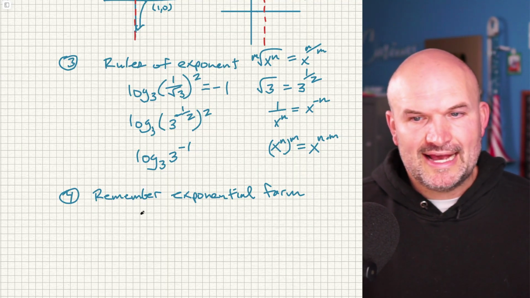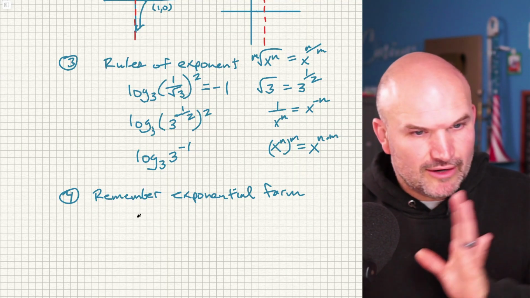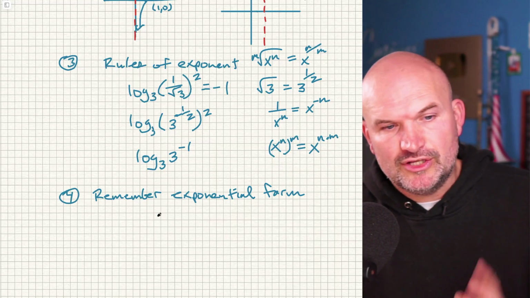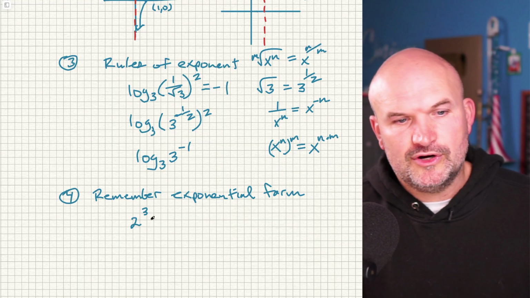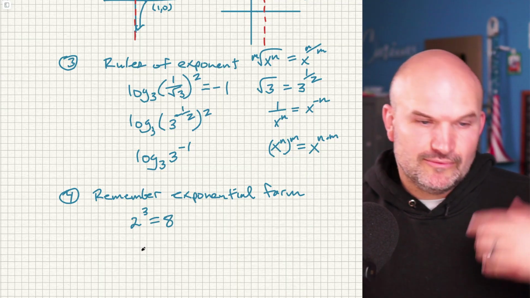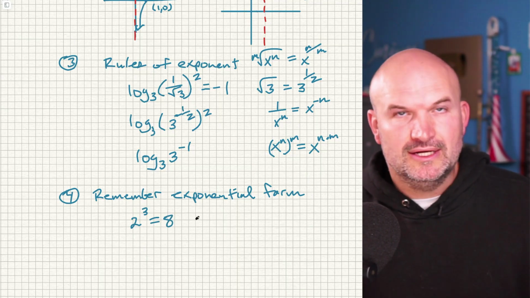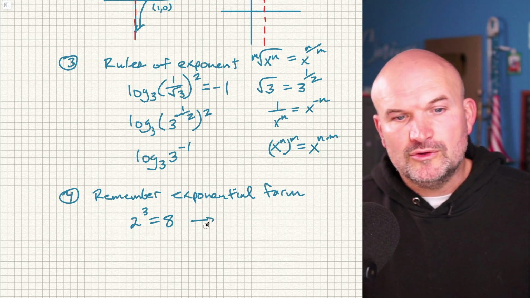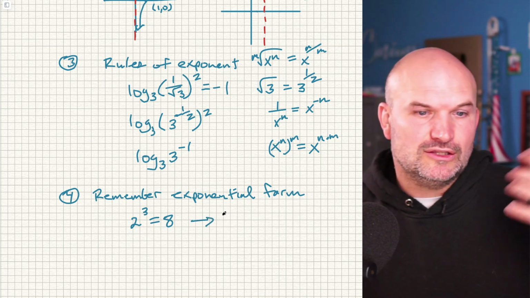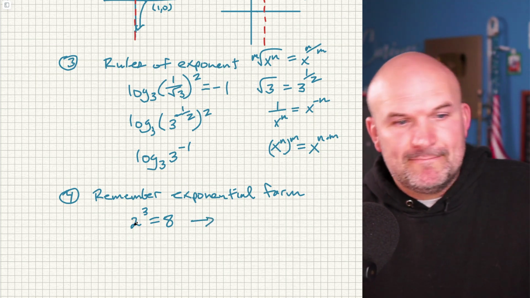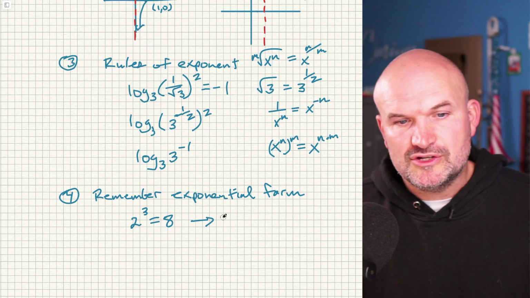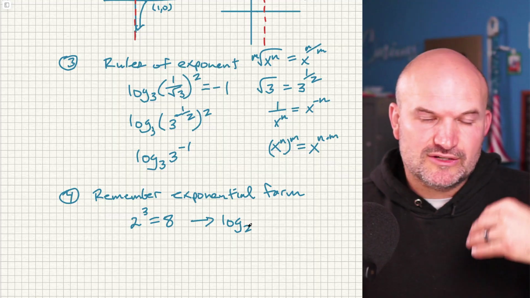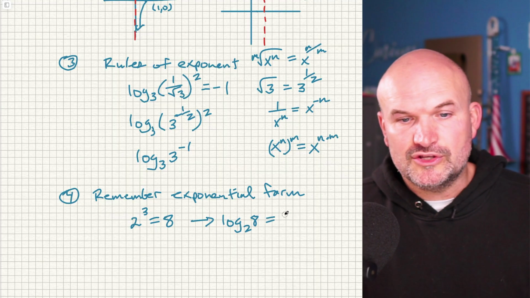The way I always like to remember, and the way I always teach students, is let's create this simple equation: 2 to the third equals 8. We know 2 to the third power equals 8. Now let's rewrite this in logarithmic form. The one important thing I need you to understand is the logarithm is going to have that base. It's the same base as your exponent. So I'm going to have a log base 2 of 8 is equal to 3.